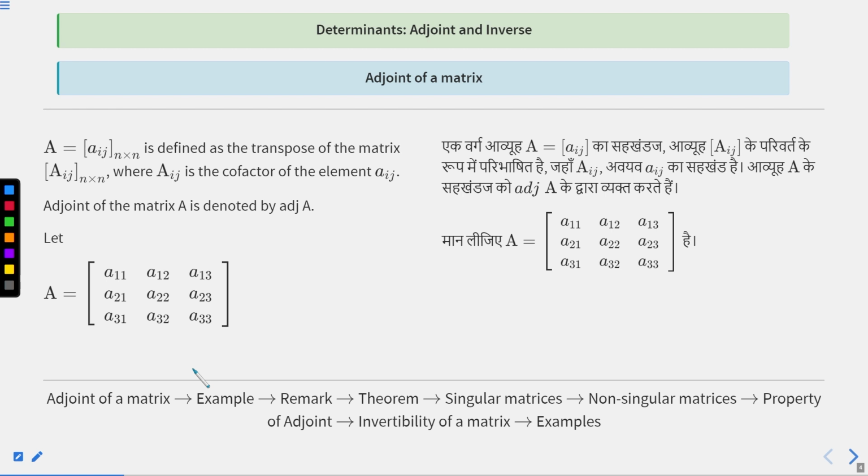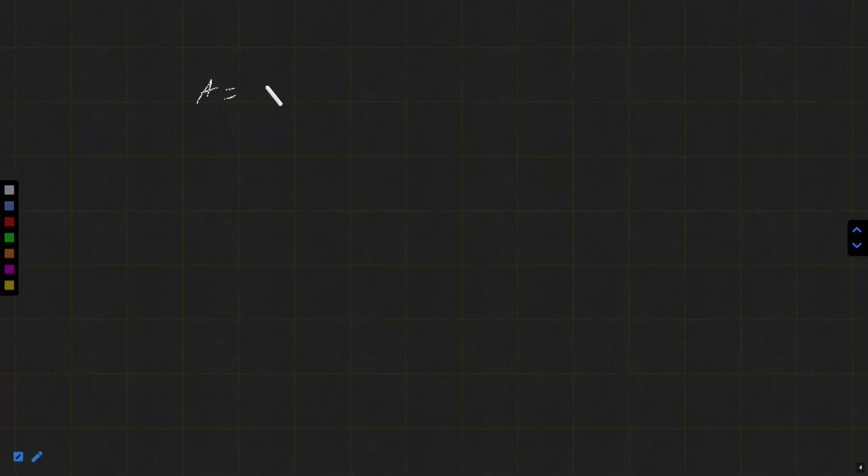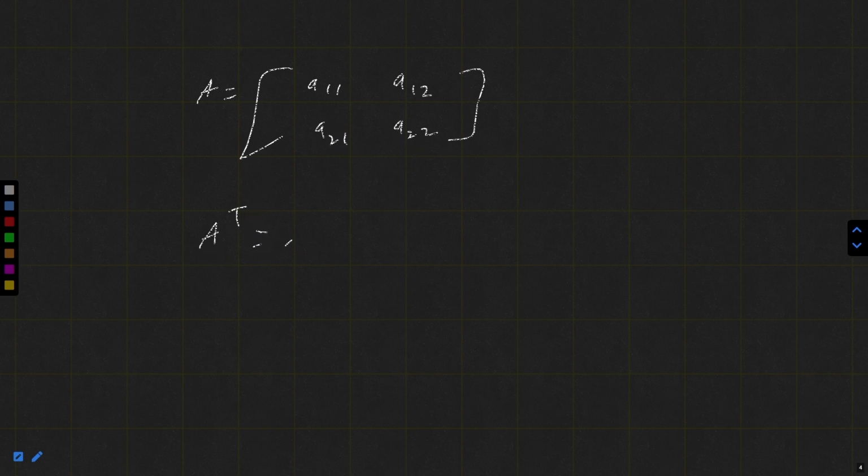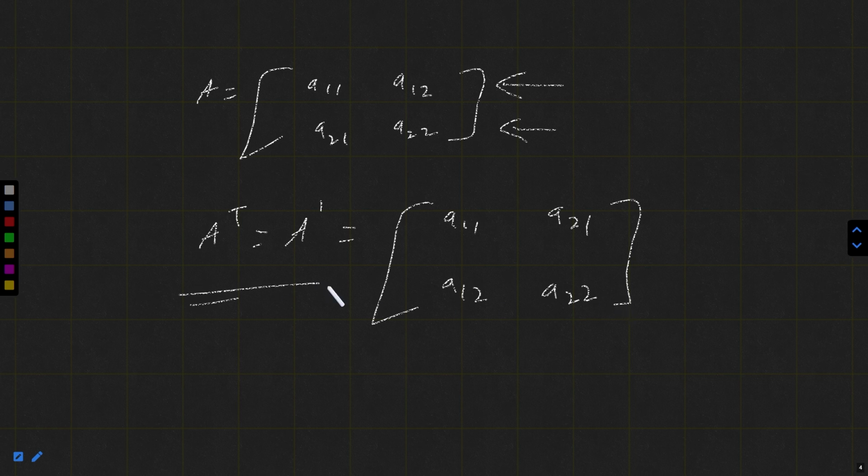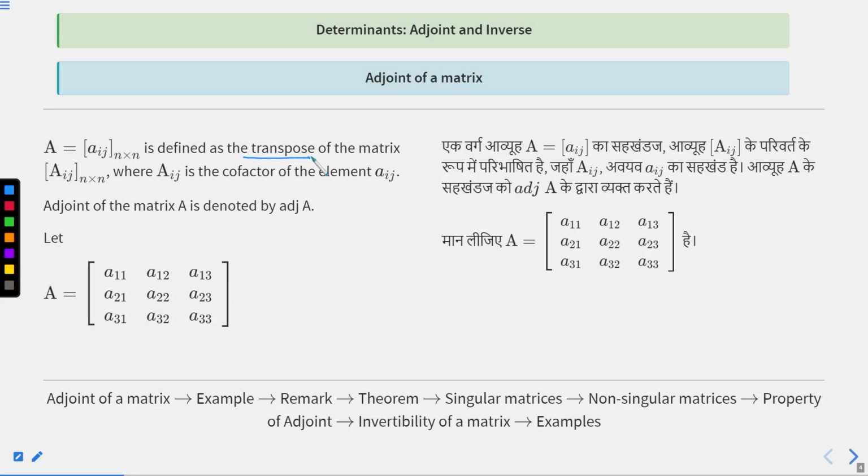The adjoint of a matrix is defined as a transpose. So, what do we mean by transpose? Let me recall quickly. Transpose means changing row entries to column entries and column entries to row entries. Suppose you have a 2 cross 2 matrix like this. Then its transpose, denoted by A^T or A prime, will be: row 1 changes into column 1, A11, A12, and row 2 changes into column 2, A21, A22. That's your A transpose. I hope you now remember it.